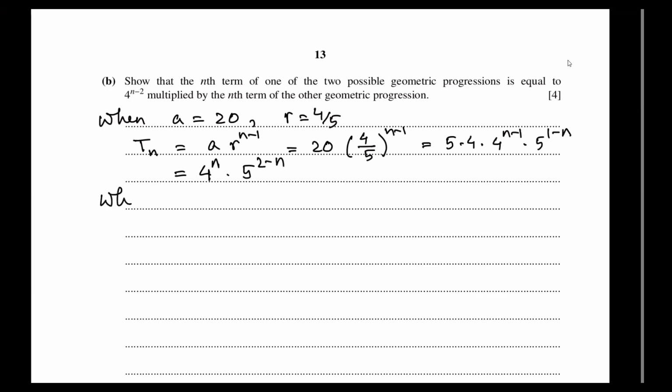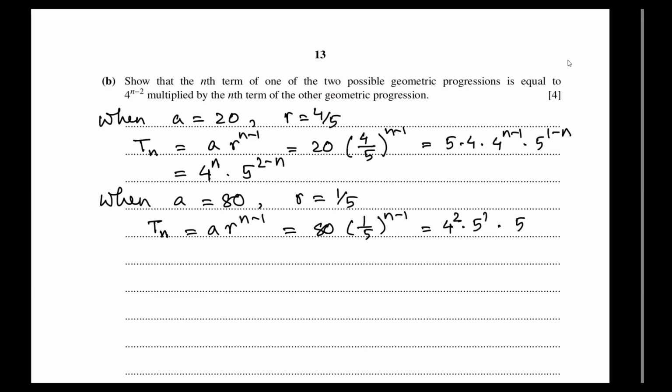And the next one, when a equal to 80, r equal to 1 by 5, the general term becomes a r to the power n minus 1, that is 80 times 1 by 5 to the power n minus 1, that is 16 into 5, that is 4 square into 5 into 5 to the power 1 minus n. So this is 4 square into 5 to the power 2 minus n.